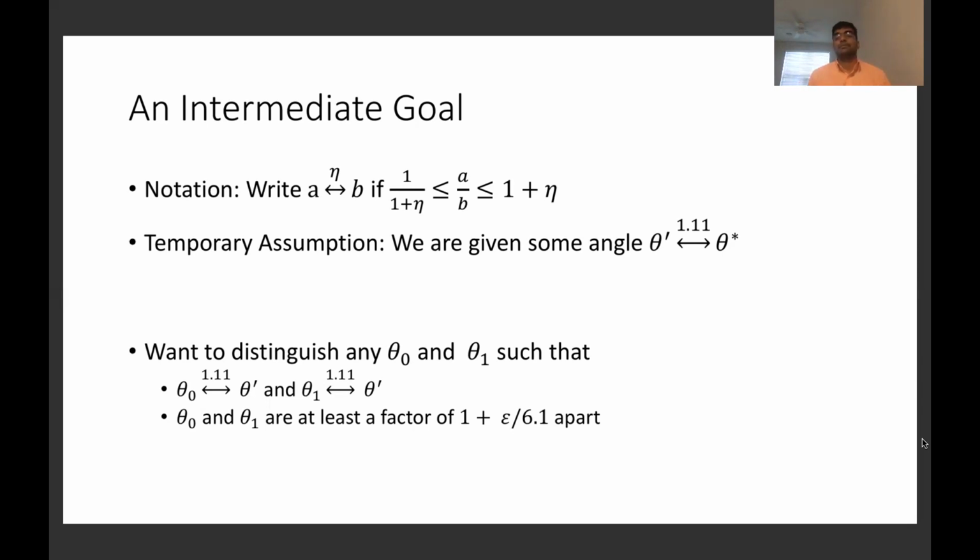Now we want to set an intermediate goal of distinguishing any two theta that are possible candidate values for theta star, meaning that they're between theta prime over 1.11 and theta prime times 1.11. You want to distinguish any two theta in this range that are at least a factor of 1 plus epsilon over 6.1 apart. Again, note that the reason for epsilon over 6.1 is because we want to estimate theta star to a value of 1 plus epsilon over 6, and so trying to distinguish angles that are even closer than that doesn't make sense. The point one is just to give us breathing room later on in the algorithm, as we'll see.